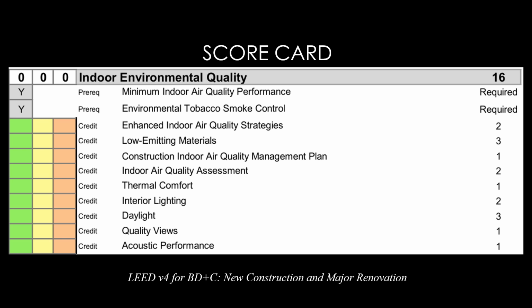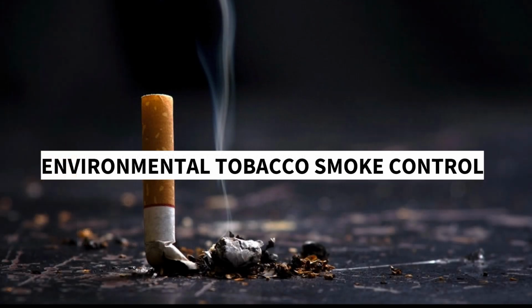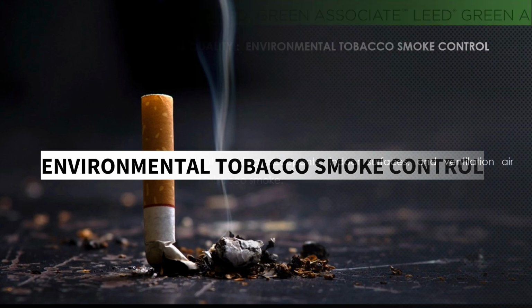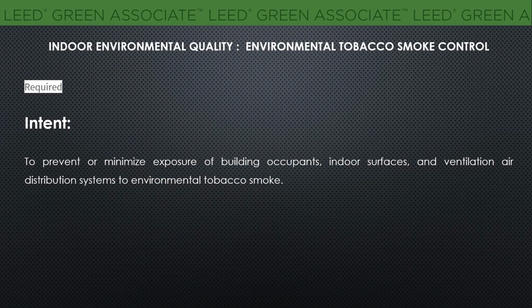In this chapter, there are 2 prerequisites and 9 credits in total, and they hold a score of 16. Now let's look at the prerequisite environmental tobacco smoke control. The intent of this prerequisite is to prevent or minimize exposure of building occupants, indoor surfaces and ventilation air distribution system to environmental tobacco smoke.